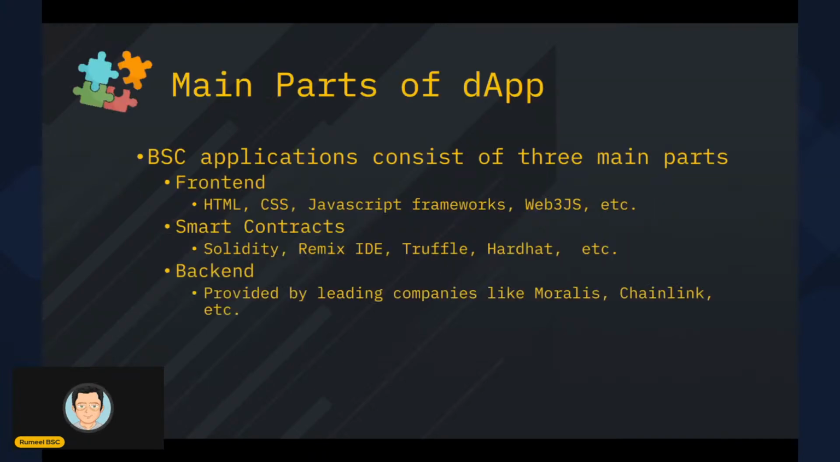So now let's start. What are the main parts of the applications? For the applications, there are three main parts you can use to develop your BSC applications. These are the main parts of the development of traditional applications and also for DApps as well. Here the smart contracts play a very important role that can be different from the traditional one to the DApps one.